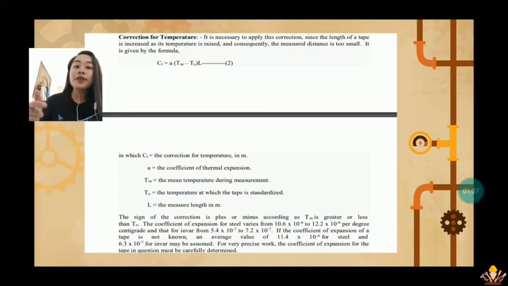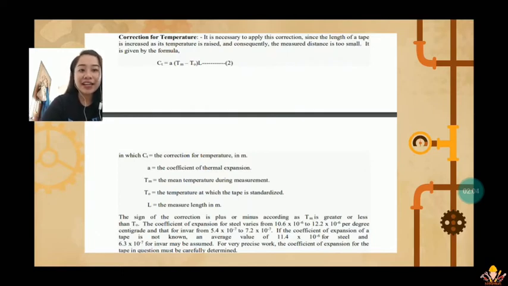Did you know that steel expands and goes back to its normal size, so it becomes smaller or bigger? An example of that is the steel rails of a train. The steel rails are not attached to each other; they also have their gaps in between. So it is your assignment to research the reason why it expands and goes back to its normal size. Okay, next, the correction for the temperature.